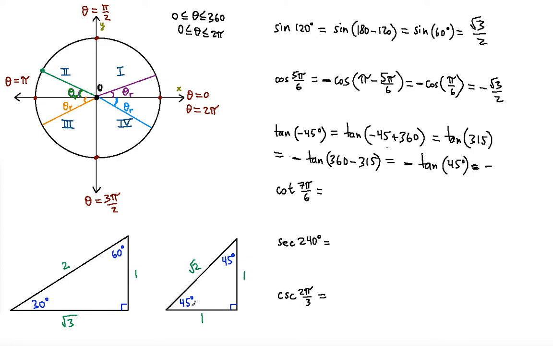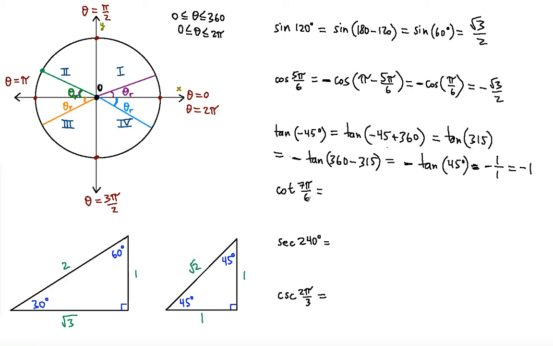Opposite over adjacent accounts for the tangent. So opposite over the adjacent, or you can say the same thing with this one, opposite over the adjacent. So 1 over 1. Negative 1 over 1 is negative 1. So the answer is negative 1.